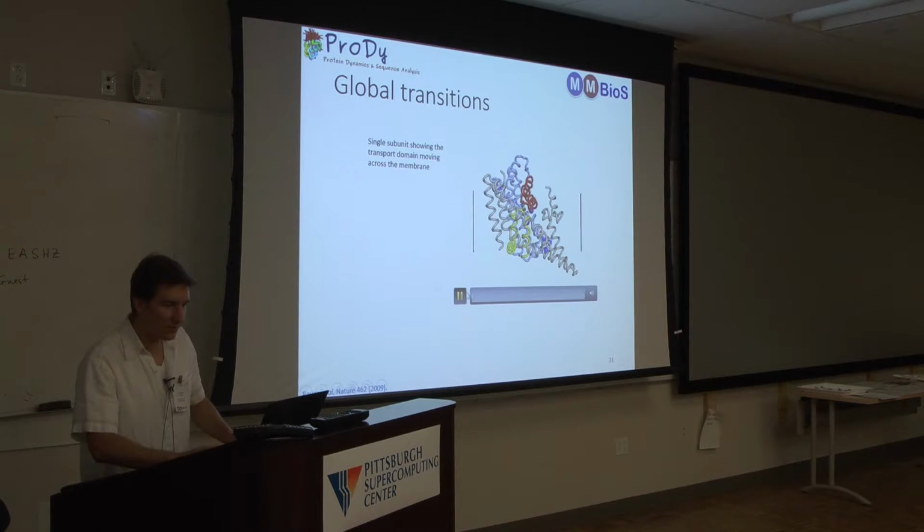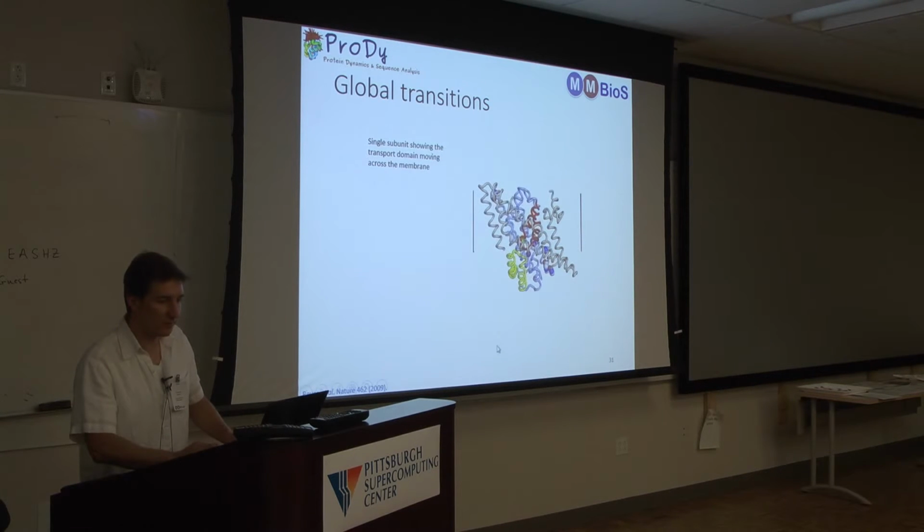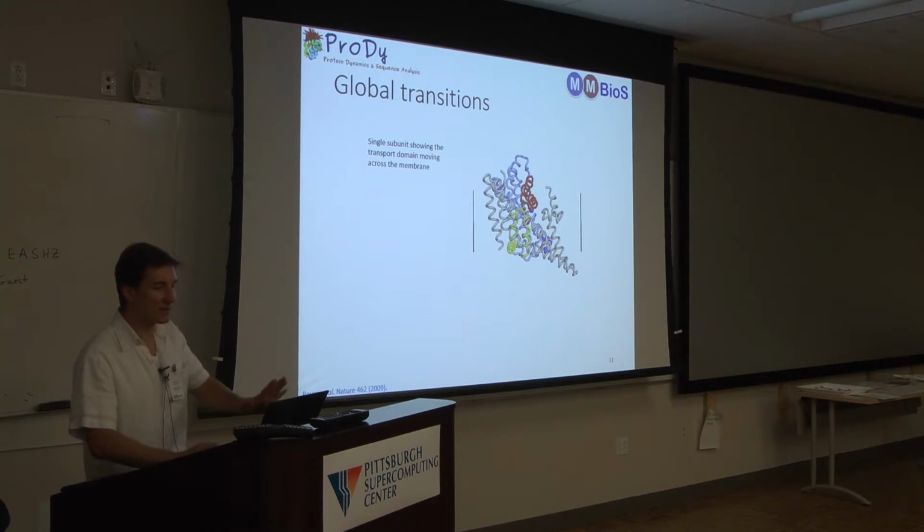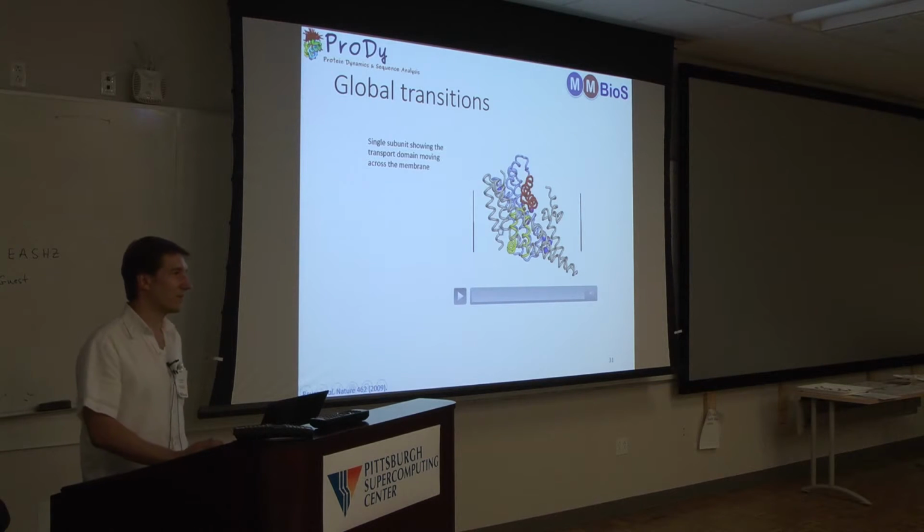So this is just to show what that motion will look like. The transport domain is shown in blue and yellow and red, and the assembly domain is shown in wheat, and the lines are showing where the membrane is. And so you can see that just making some model, we get this motion going through the membrane. I mean, this is simply an interpolation. This is just saying that we're going to take the outward-facing structure and just morph it into the inward-facing structure, right? But we didn't have a model that would explain that.